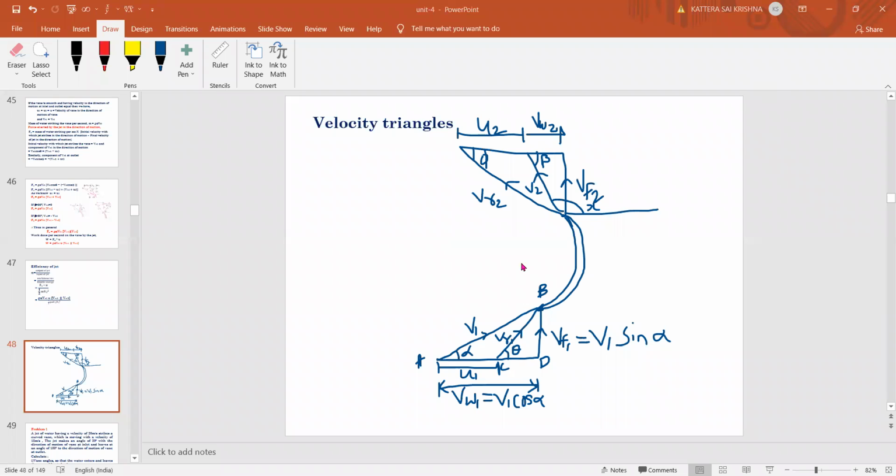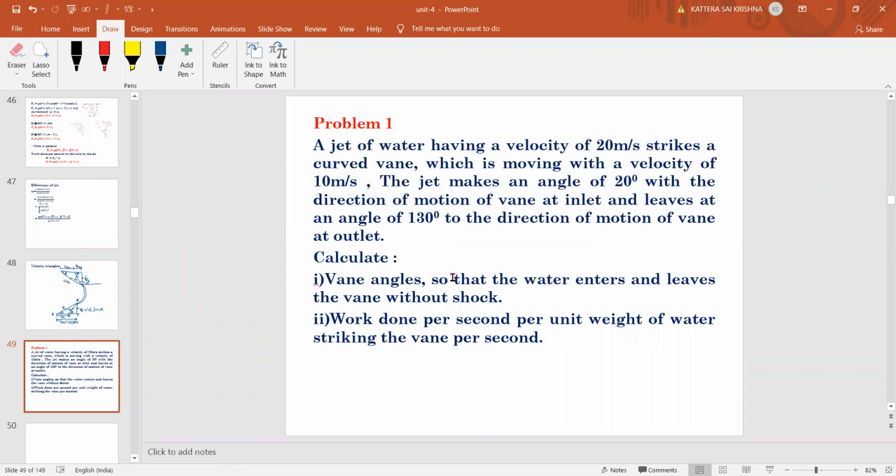Right. Then we'll start with the problem. We are going to take problem 1 in the moving curved plate. Okay, so please check the question.